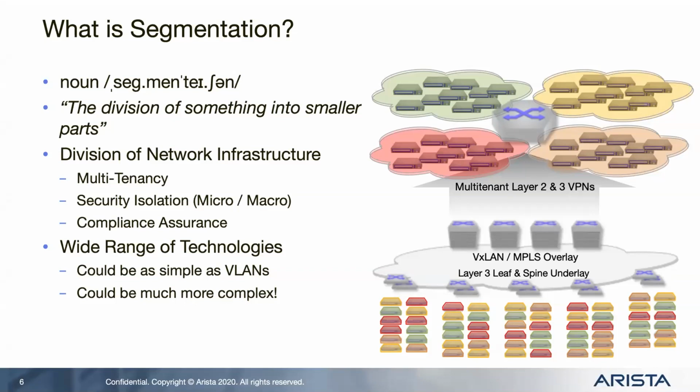Well, we can actually segment our networking infrastructure. We might want to do this for a number of reasons. That could be multi-tenancy, it could be security isolation, it could be compliance assurance, for example. And how are we actually going to segment this networking infrastructure? Well, actually, this is something that has been around in one form or another for decades, right? This could be something as simple as VLANs to segment our infrastructure. And naturally, as you can imagine, this could also be more complex technology.